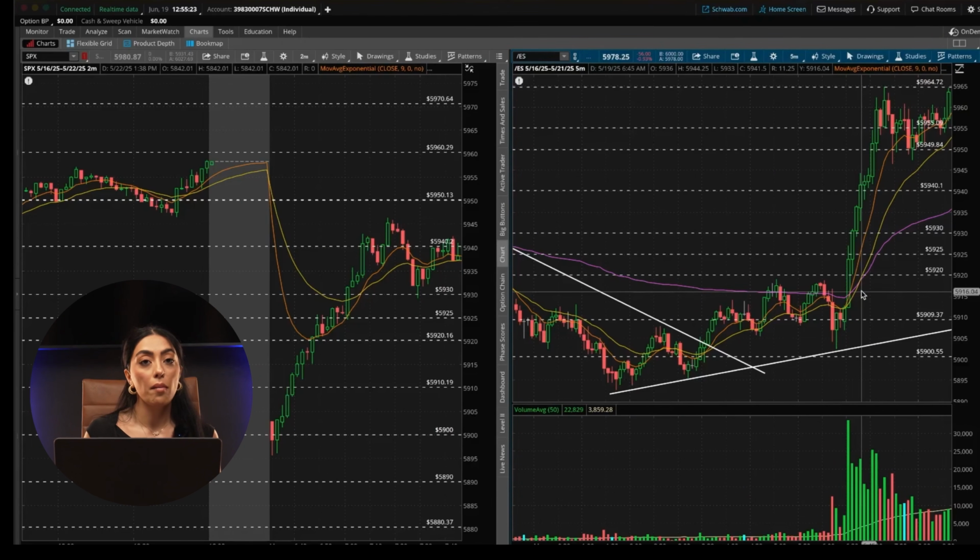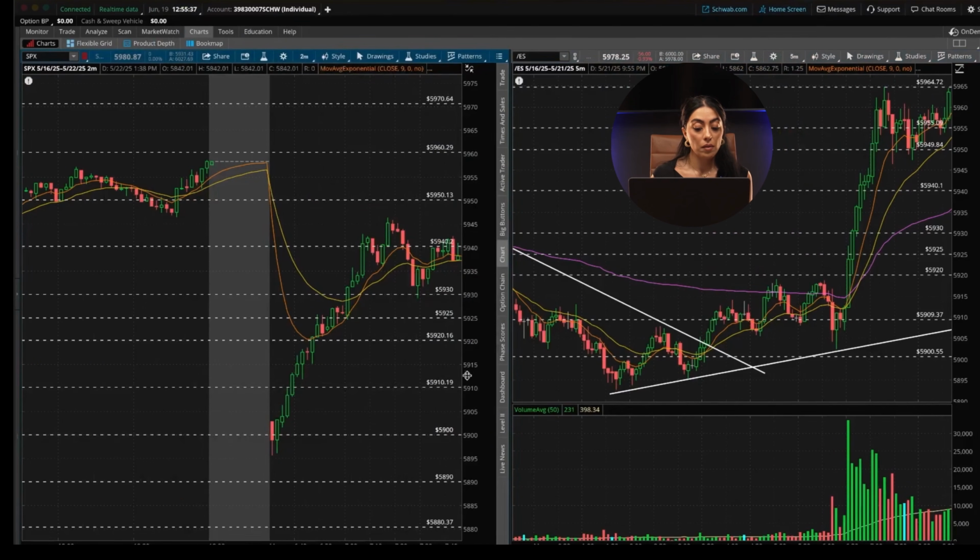Now let's go ahead and look at Bookmap and see exactly what I was looking at in order to help identify when to enter and when to exit. So my entry on SPX was going to be above 59.10, with every 10 points being a target, with the final target being 59.50 because that is a psychological level.